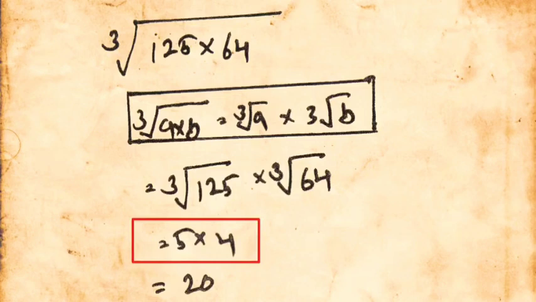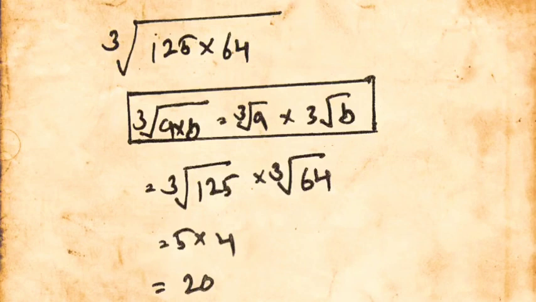Students, to find the cube root you can go for any method: prime factorization, the ones and tens digit method, or successive subtraction. It's up to you, whichever you feel comfortable with. So the answer is 5 multiplied by 4 equals 20. The final answer is 20.